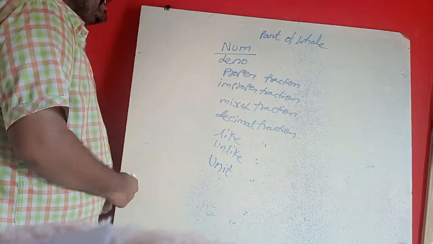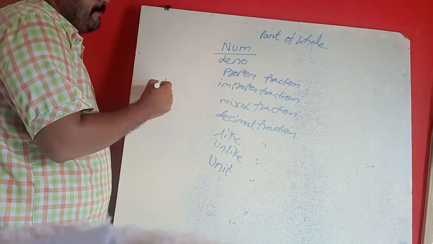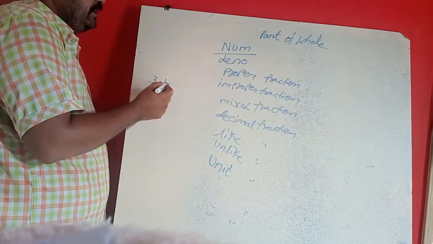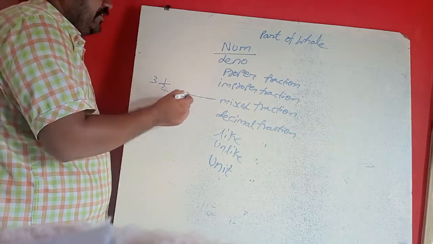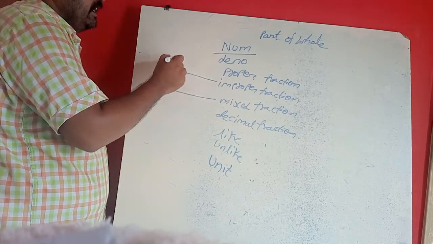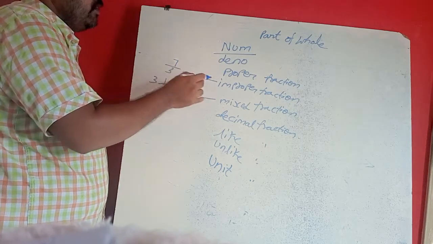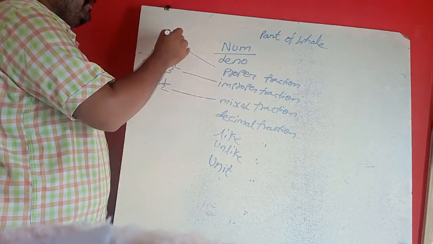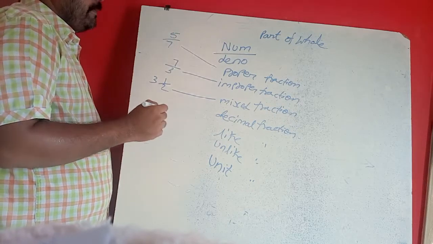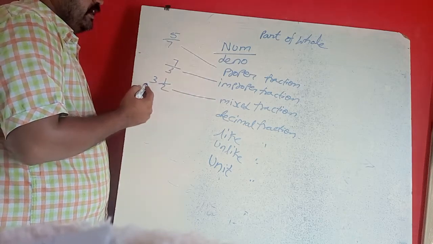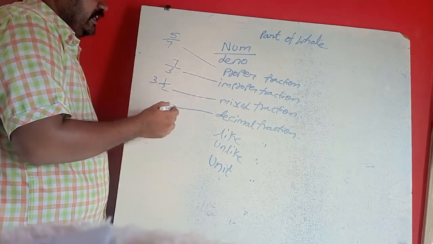What is called mixed fraction? It is a combination of an integer with a proper fraction, like 3 1 by 2. Improper fraction: 7 by 3 is called improper. 5 by 7 is called proper. Denominator big, proper. Denominator small, improper. Combination of these two is mixed fraction.